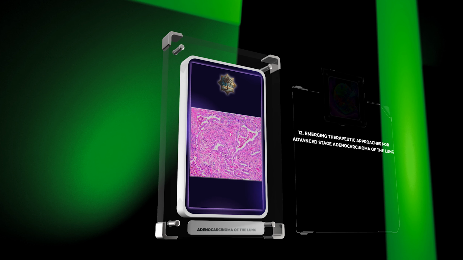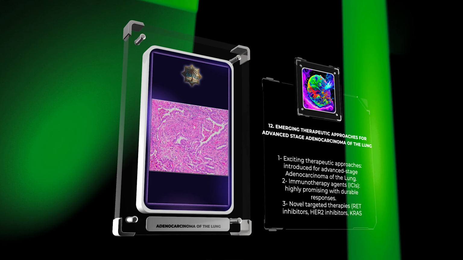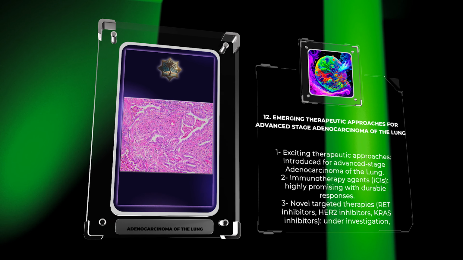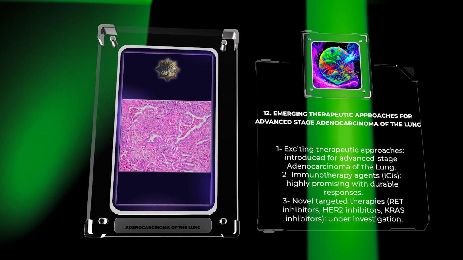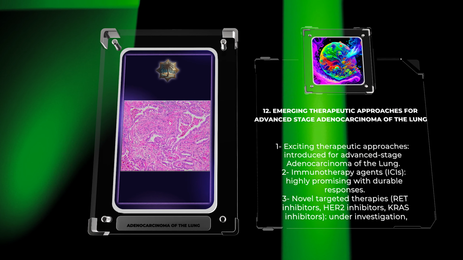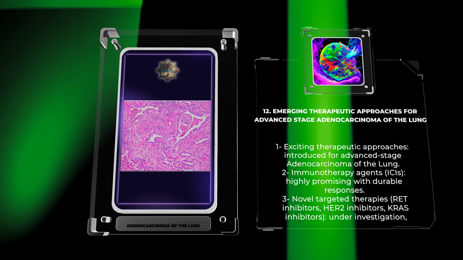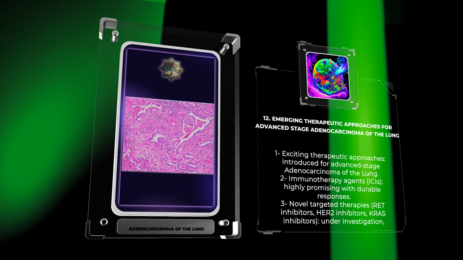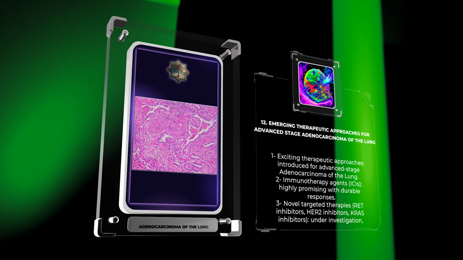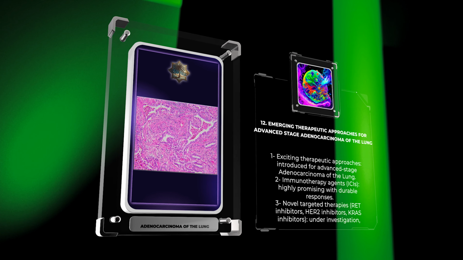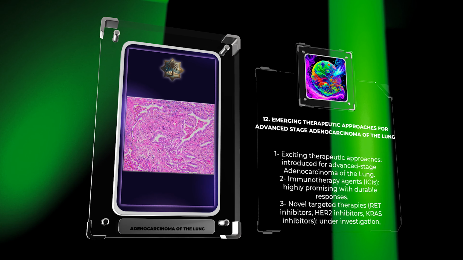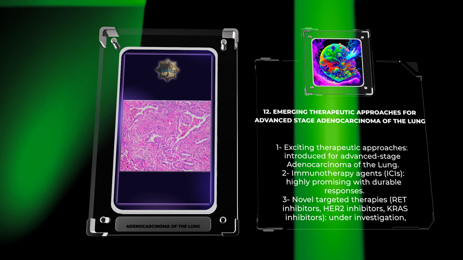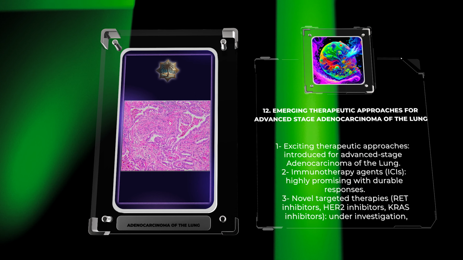The field of oncology is continuously evolving, introducing exciting therapeutic approaches for advanced stage adenocarcinoma of the lung. Immunotherapy agents, such as immune checkpoint inhibitors, ICIs, have proven to be highly promising, providing durable responses in patients. Additionally, novel targeted therapies, including RET inhibitors, HER2 inhibitors, and KRAS inhibitors, are currently under investigation, showing great potential in clinical trials. These emerging treatment modalities offer hope for patients with advanced stage disease, opening new avenues for more effective and personalized treatment options.